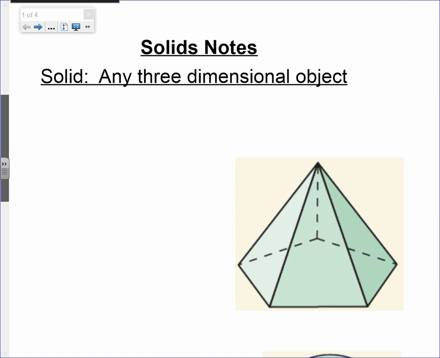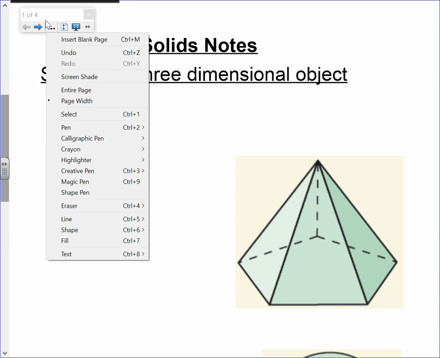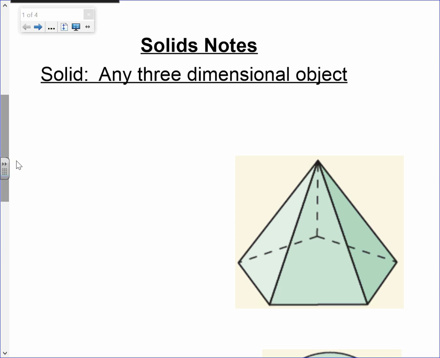Yesterday, if you were absent, you're going to watch the video later to catch up. But yesterday, we talked about what a solid is. What the heck is a solid? We defined it. It's right there. Again, you can watch the video later.